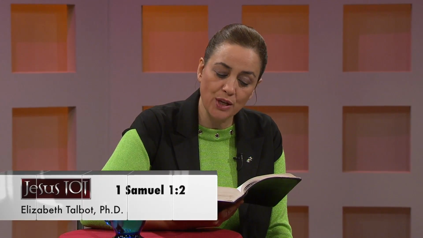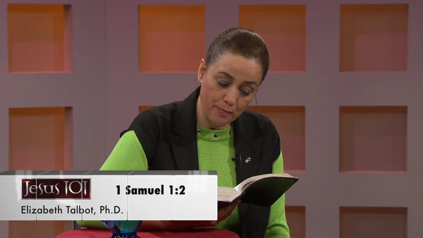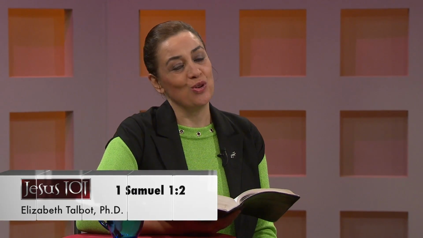We're going to find this woman who is in distress, and we are told why. There is this man whose name is Elkanah in chapter 1 of 1 Samuel. He has two wives. Verse 2: he had two wives. The name of one was Hannah, and the name of the other, Peninnah. And Peninnah had children, but Hannah had no children.